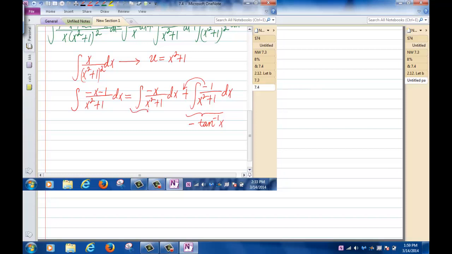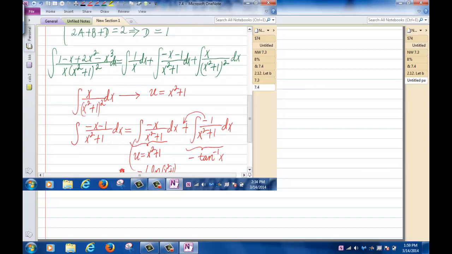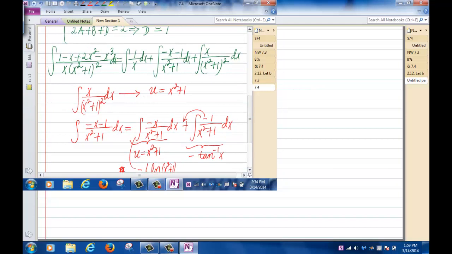How about this one? What do you have to do to find the integral? You take u to be x squared plus 1 again. So you have to do two u substitutions and then tangent inverse there. I think this one will become, at the end, negative half ln of x squared plus 1. I'll let you figure out the last one.